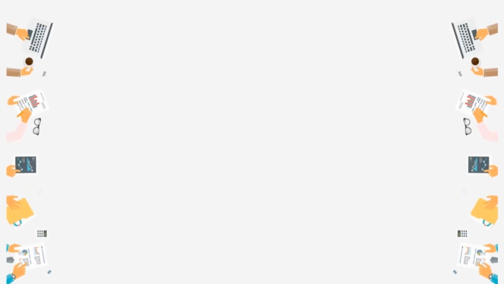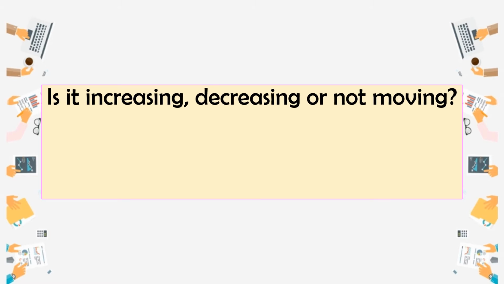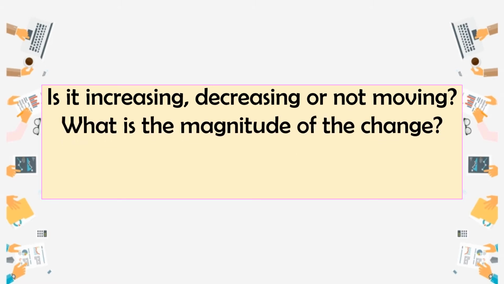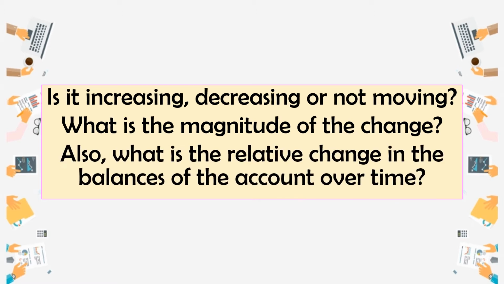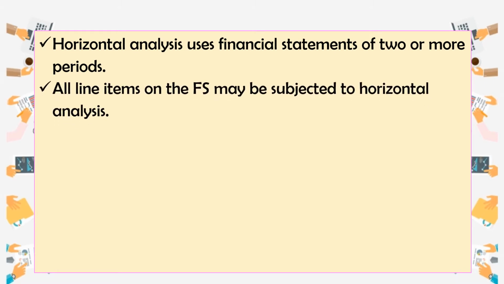Horizontal analysis helps us to answer these questions. Is the business increasing, decreasing, or not moving? What is the magnitude of change? And also, what is the relative change in the balances of the account over time? Horizontal analysis uses financial statements of 2 or more periods. And of course, all line items on the financial statements may be subjected to horizontal analysis.